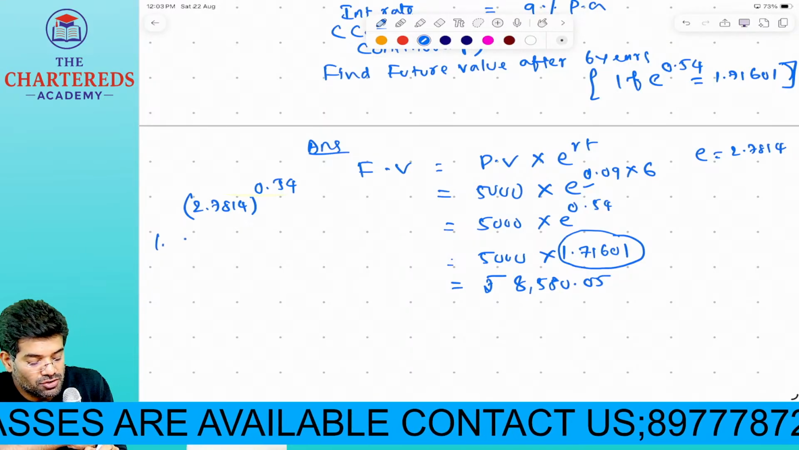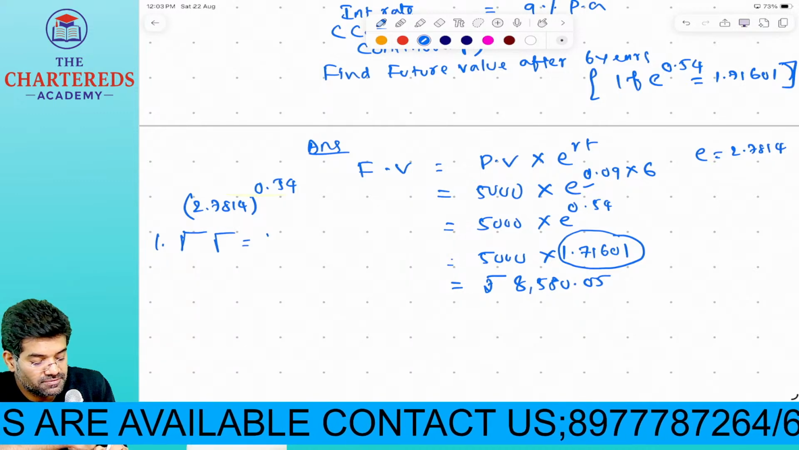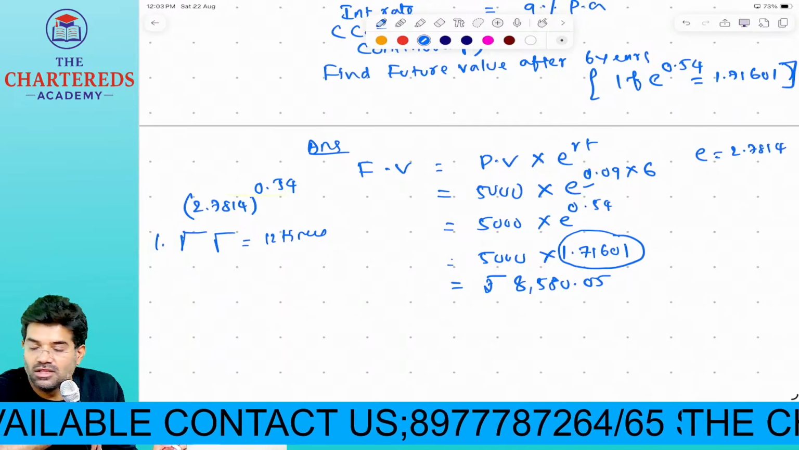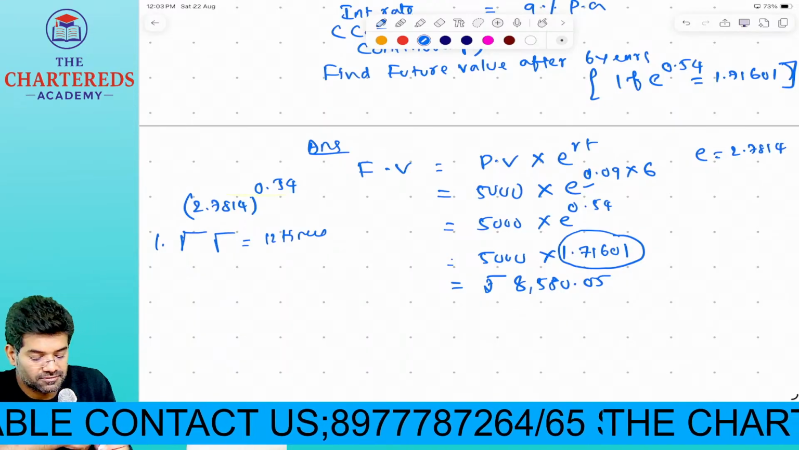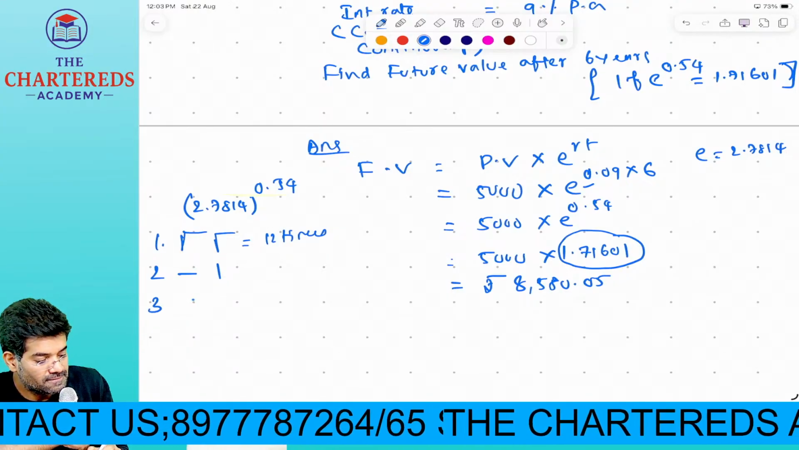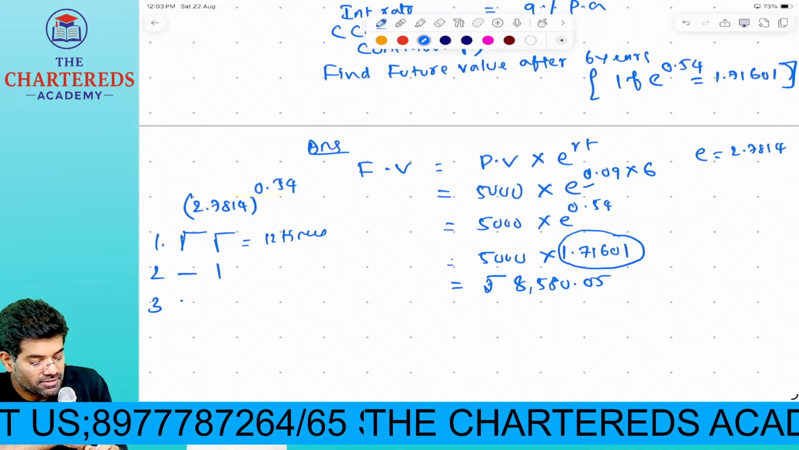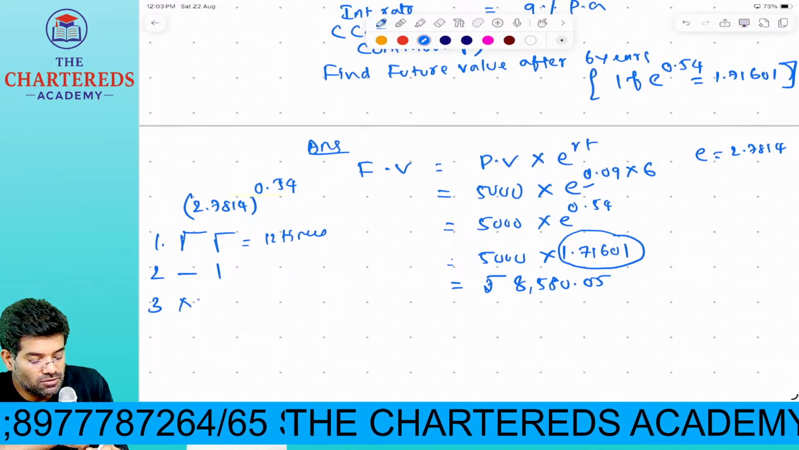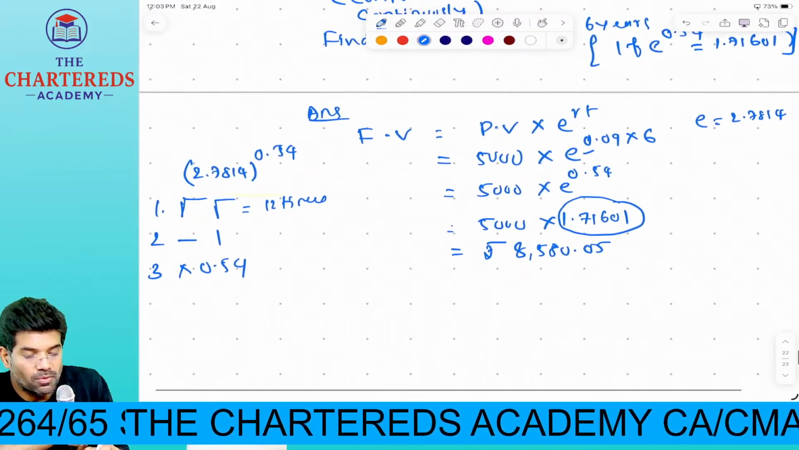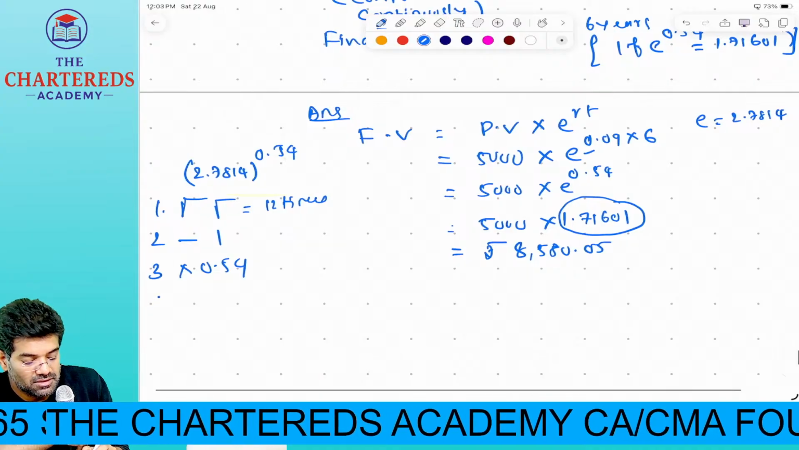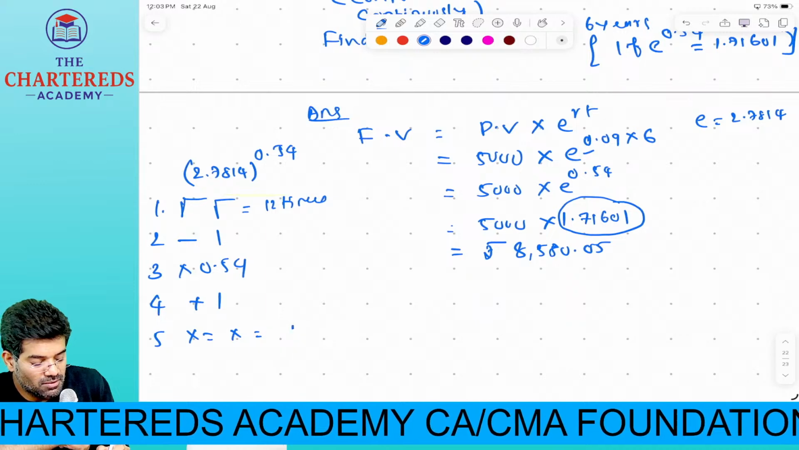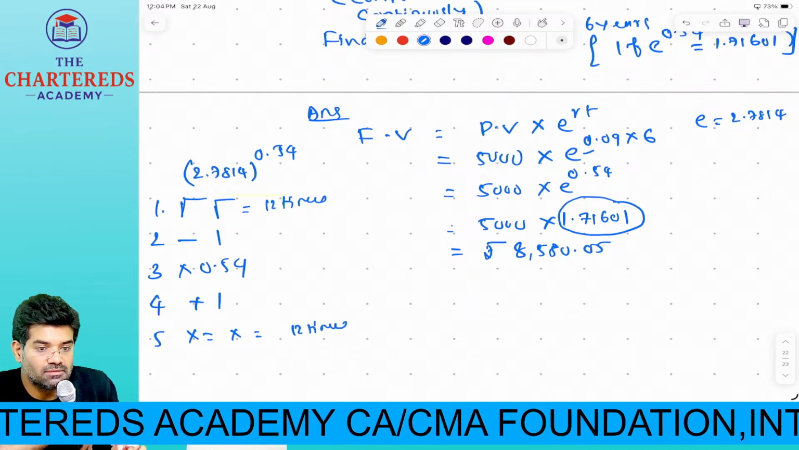What should we do? Square root. How many times? Press 2.7814 and take the square root 12 times. Minus 1. Then, not divided by, into 0.54. Okay, into 0.54, plus 1, into equal to. How many times? 12 times.